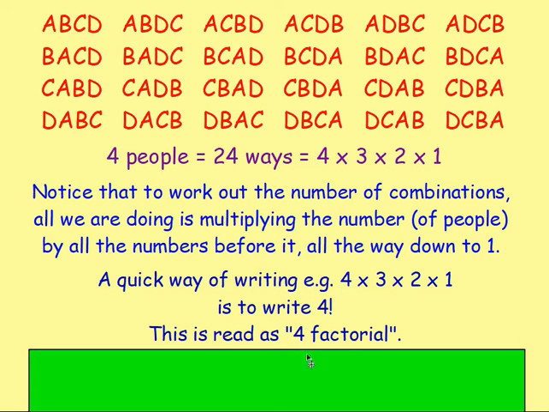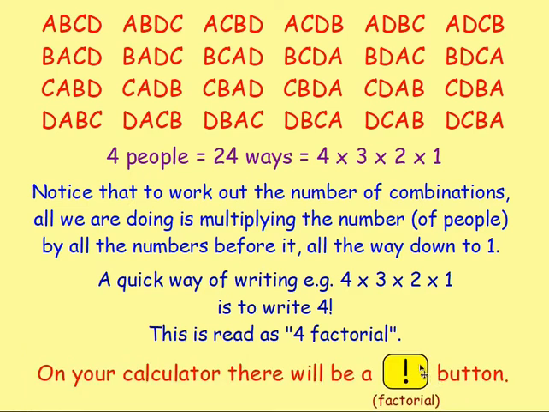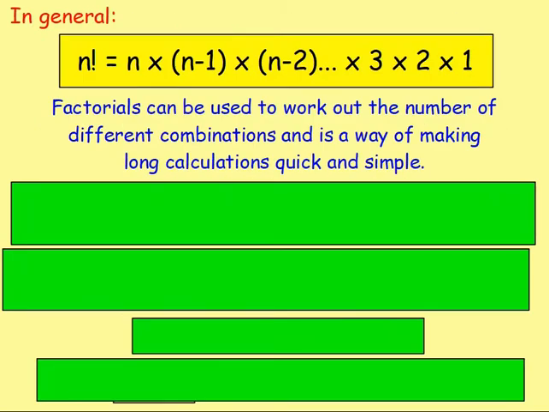If, for example, you're working out 10 factorial, that just means 10 times 9 times 8 times 7 times 6 times 5 times 4 times 3 times 2 times 1. All you're doing is multiplying that number by all the numbers before it, all the way down to 1. In general, if you have n, which could be any number, n factorial just means n times the number before that, so n take away 1, times the number before that, n take away 2, all the way down to 1.